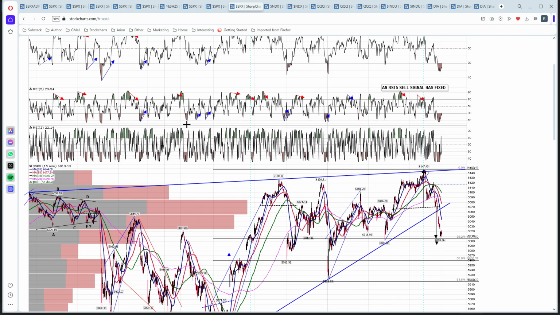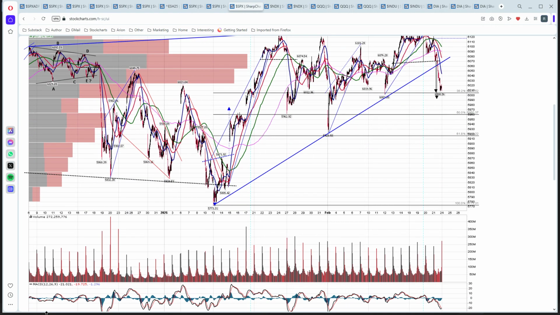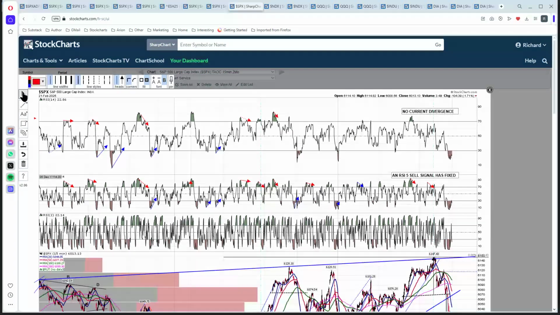On the 15-minute chart, a little bit of positive divergence. Sorry, I've got an RSI. That's actually an RSI 5 buy signal fix. Absent-mindedly put in the wrong thing there. So hang on a second. Let's just correct that.